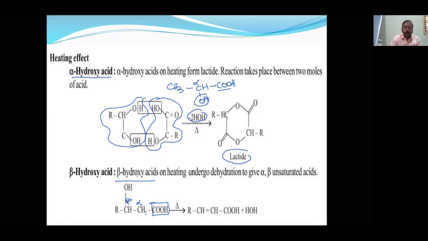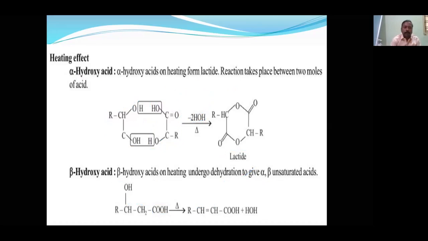So if the hydroxy is there in the beta position, it will not form lactide. It will form alpha beta unsaturated carboxylic acid. So depending on the question, you should be able to identify the answer. These are called the heating effects.